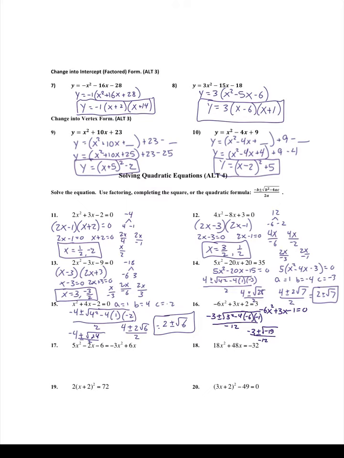If you have a negative underneath a radical, we're going to pull the i out, which gives us negative 3 plus or minus i times the square root of 15 over negative 12. We can reduce that to 1/4 plus or minus 1/12 i times the square root of 15.